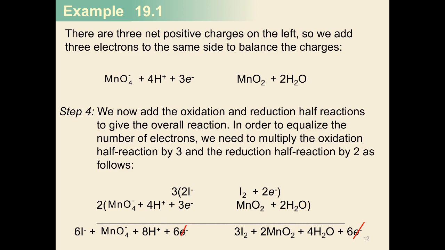Now you add the 2 half reactions. We need to balance the electrons. We have 2 electrons on the iodine side and we need 3 electrons on this side. To balance it, we multiply the oxidation half reaction by 3 and the reduction half reaction by 2. So both of them have 6 electrons, which can be cancelled out. Now you have your equation in acidic medium.